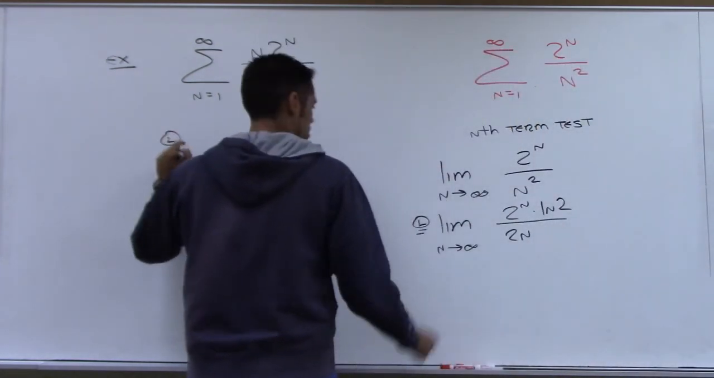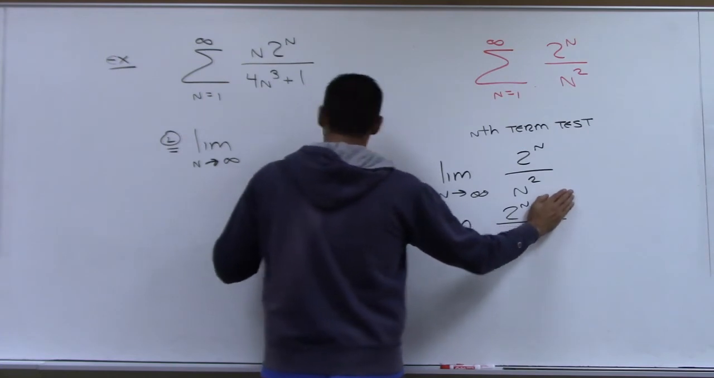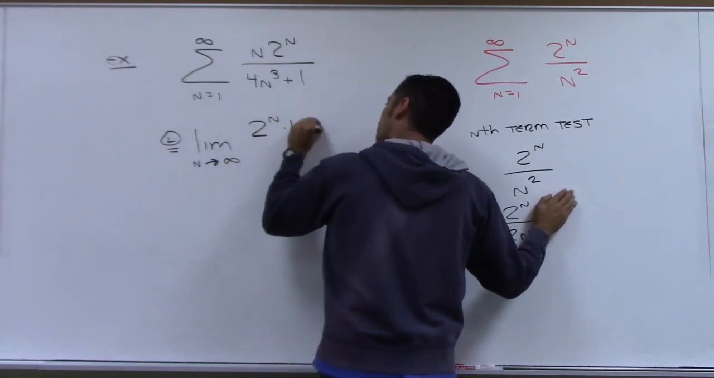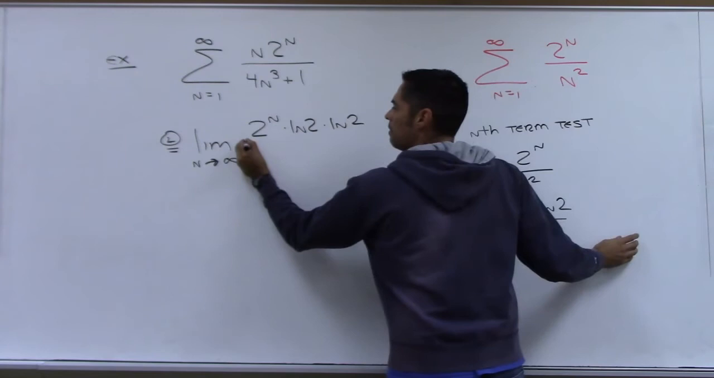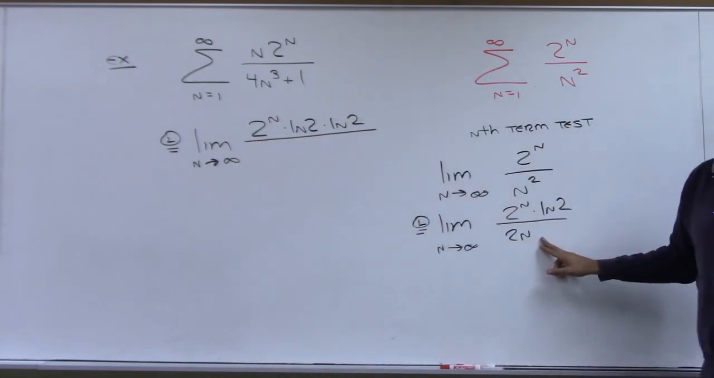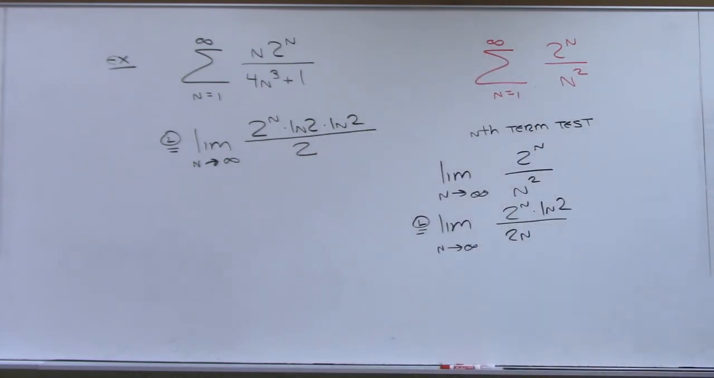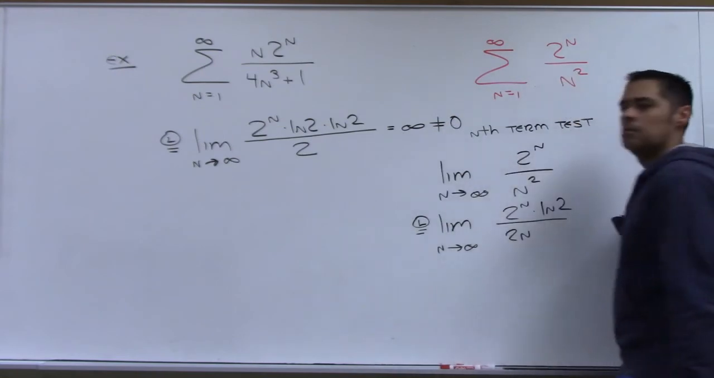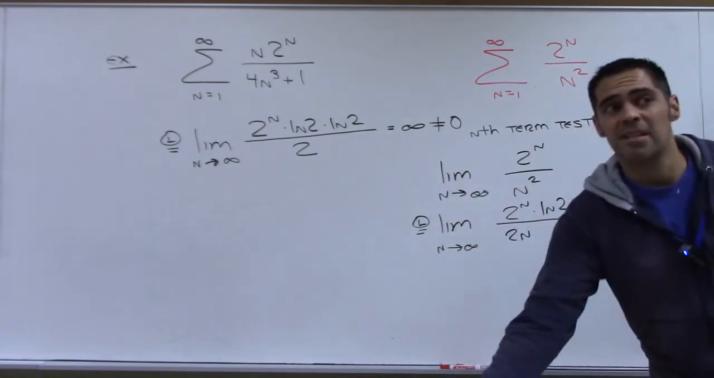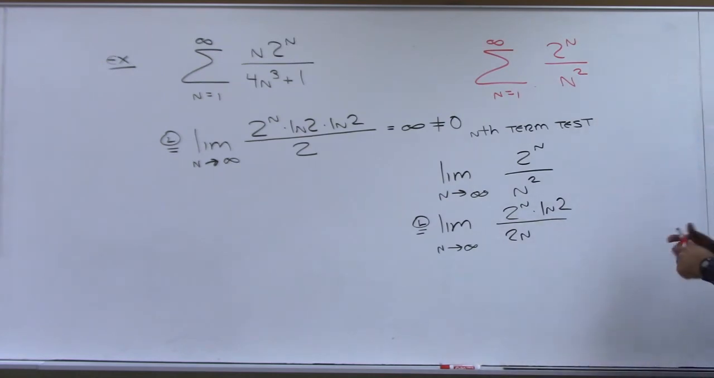So another L'Hopital, limit as n goes to infinity. Natural log of 2 is a constant, so I'm going to ignore it. Derivative of 2 to the n is 2 to the n ln2, but then I still had an ln2. And on the bottom, derivative of 2n is just 2. And that's going to be infinite, right? This is going to infinity, which is definitely not 0. So the nth term test tells us that this series diverges.